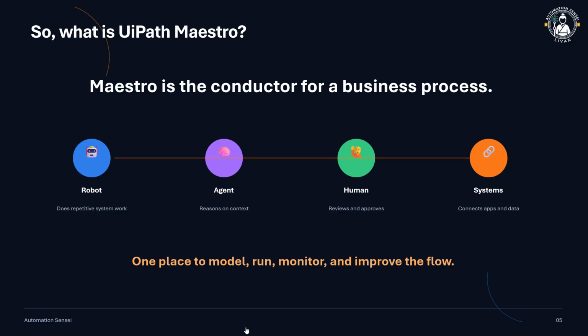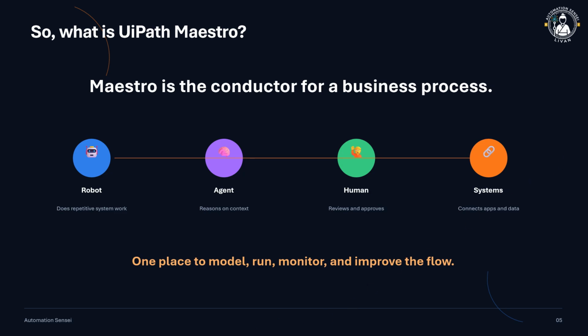So instead of just thinking about one bot or one task, Maestro helps us think at the process level. It brings all of these components together. A simple way to understand Maestro is this: Maestro is like the conductor of an orchestra, right? In an orchestra, every musician plays a different instrument, but the conductor makes sure everyone plays together at the right time. Similarly, in automation, since it involves robots, agents, systems, and different parts of the application connected together, Maestro helps us coordinate all of them together.